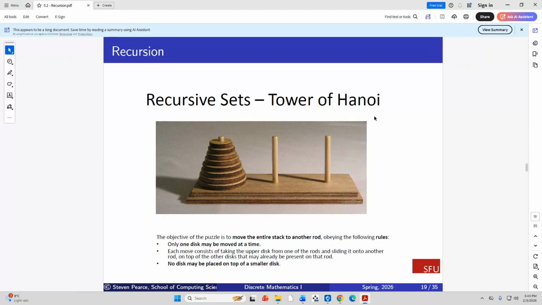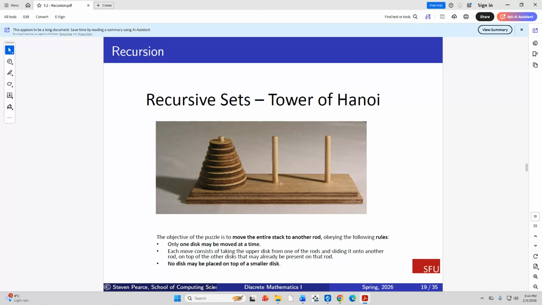Here, now, the Tower of Hanoi. This is a very, very well-known problem. Of course, it goes back hundreds of years. The objective of the puzzle is to move the entire stack to another rod, this over here, but obeying these rules. Only one disc may be moved at a time. Each move consists of taking the upper disc from one of the rods and sliding it to another rod, on top of the other discs that may already be present on the rod, but no disc may be placed on top of a smaller disc. That's tough.